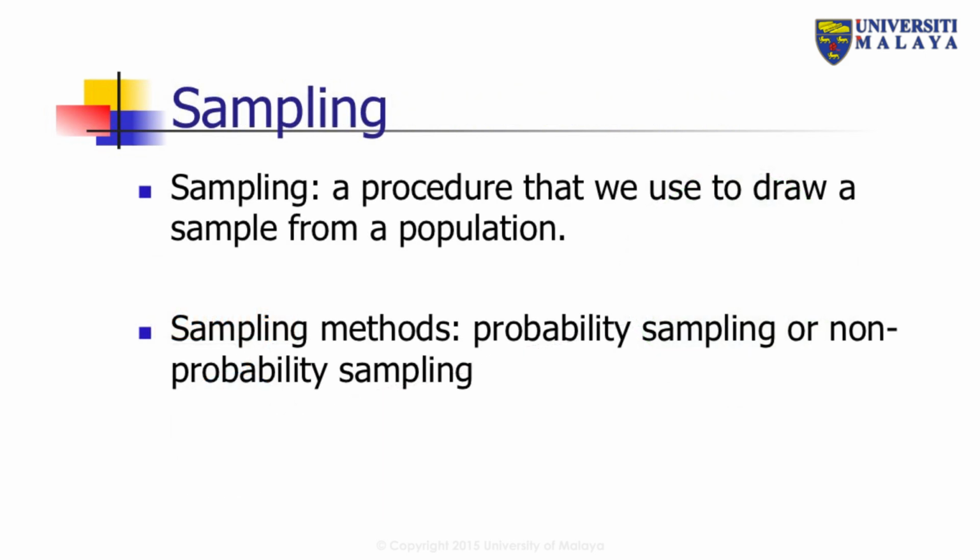To draw a sample from a population, we use a procedure called sampling. The method used to conduct this procedure is called the sampling method. There are several sampling methods that we can use. These methods are classified into two broad categories, that is, probability sampling or non-probability sampling.